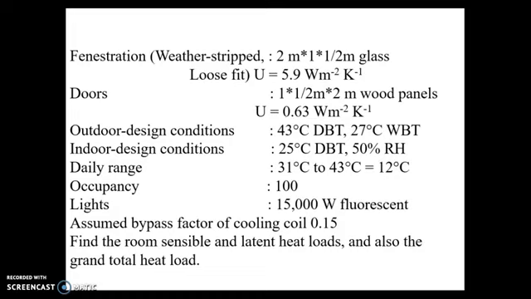Occupancy 100. That means number of persons in the office 100%. Lights equal to 50,000 watts. That means the total power of the lights is 50,000 watt. Assumed bypass factor of the cooling coil 0.15. Here the question is, find the room sensible and latent heat load and also the grand total heat load.